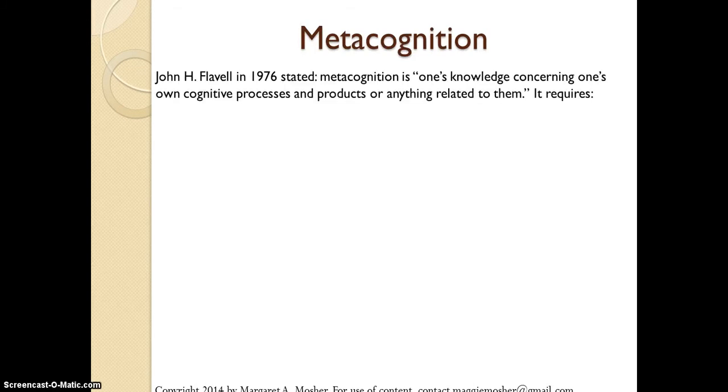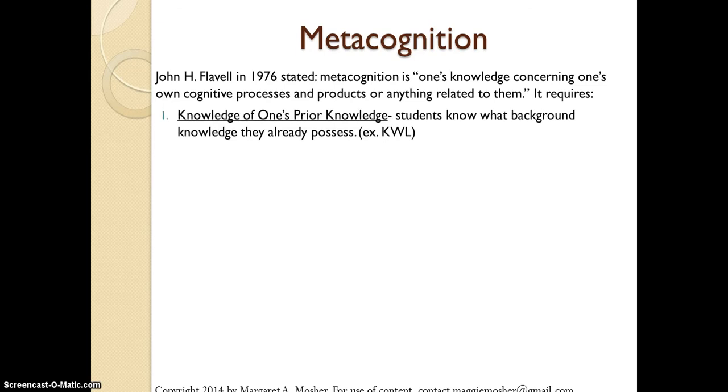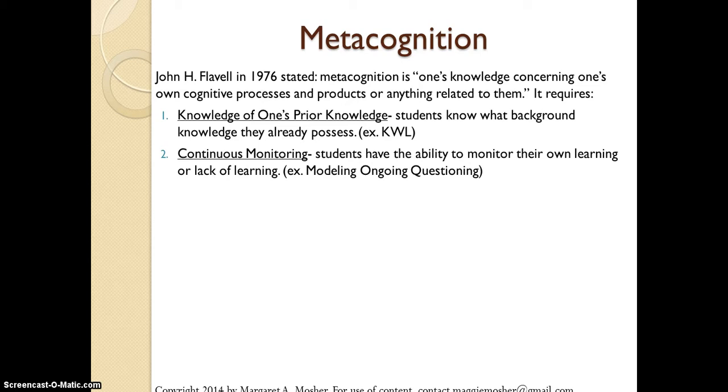First, we have to really understand what metacognition is. So, metacognition, John H. Flavell in 1976 stated, metacognition is one's knowledge concerning one's own cognitive processes and products, or anything related to them. So it requires, first, your knowledge of your prior knowledge. Again, you're looking at the student's background knowledge, what they already possess. You can use KWL charts to help with that.